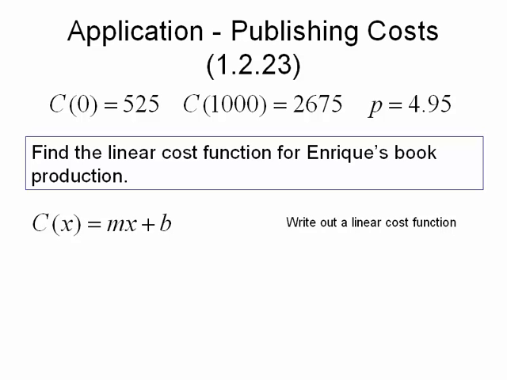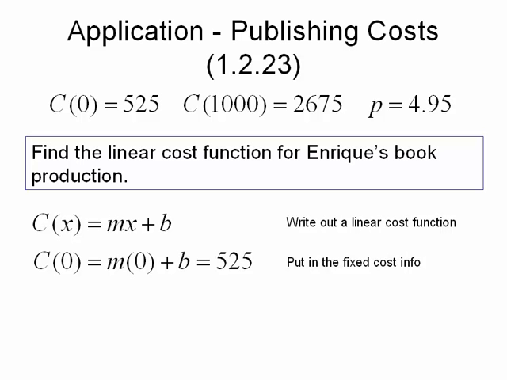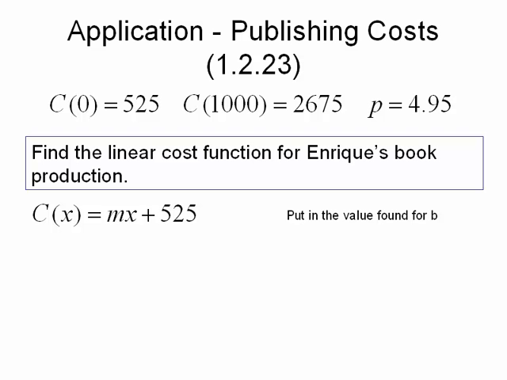Let's start out with our linear cost function, C of x equals mx plus b. Let's put in our fixed cost information, so that means I need to substitute 0 in place of x, and so m times 0 plus b is equal to 525. That tells me that b is 525. So that means our fixed costs are 525. Often you can just skip this step, and if they tell you what the fixed costs are, you simply put it in place of b. So now we know that C of x is equal to mx plus 525.